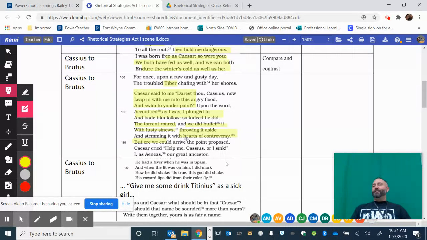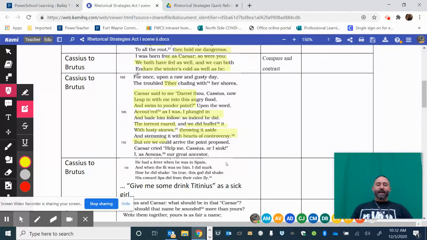All right. So you're telling me that Caesar, the leader of the free world, is just hanging out with you by the river and was like, "Hey, dude, let's have a swimming contest," and then you had to save him. I don't believe this story ever took place. I think this was Shakespeare making things up, but it also is an example of Cassius making things up.